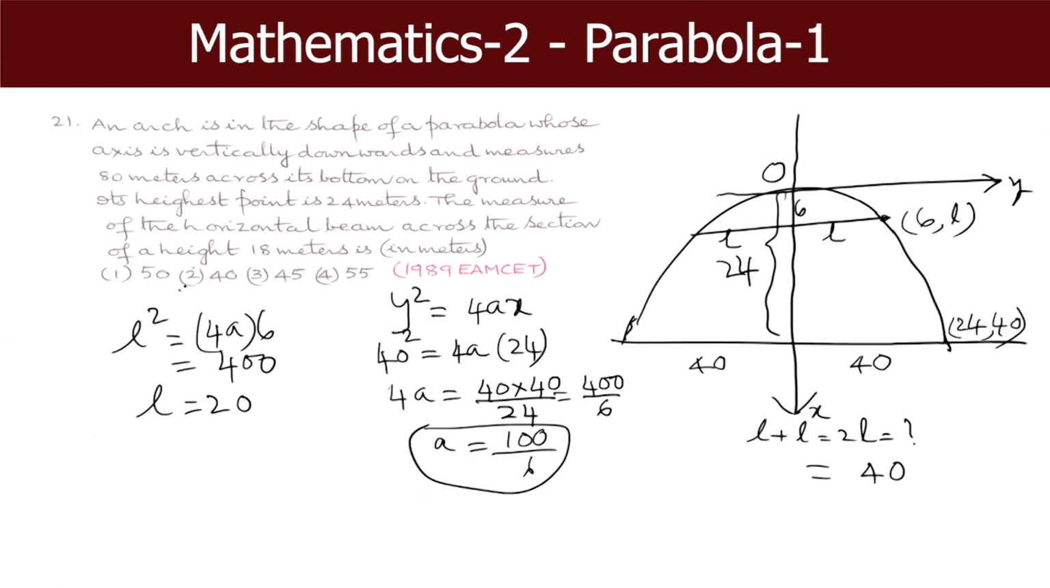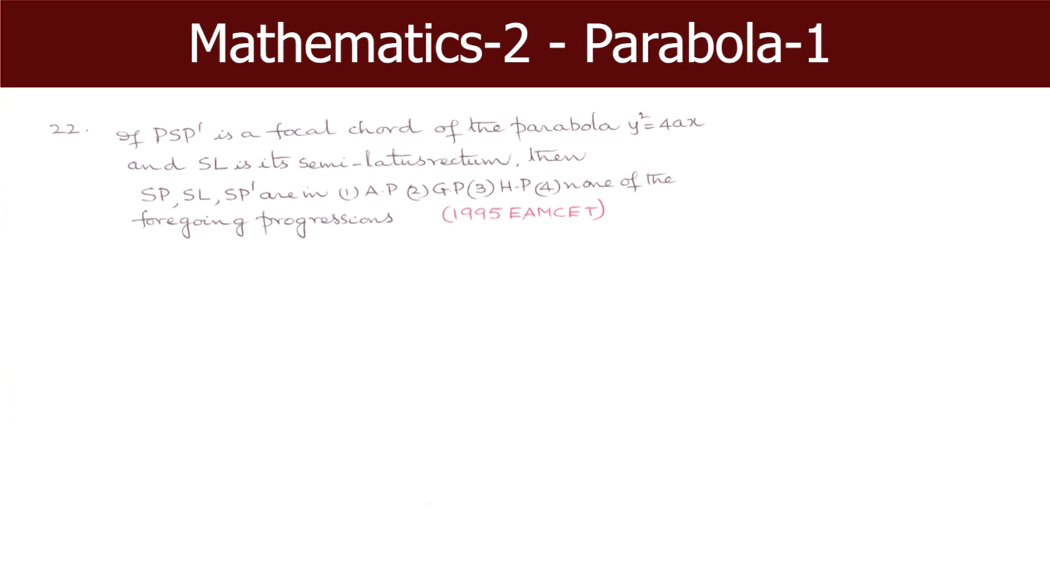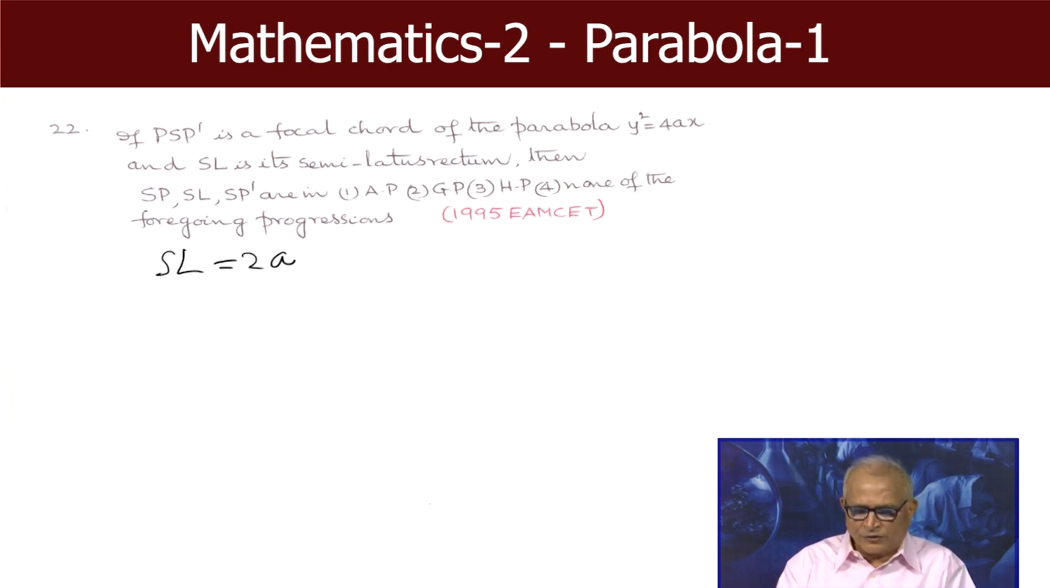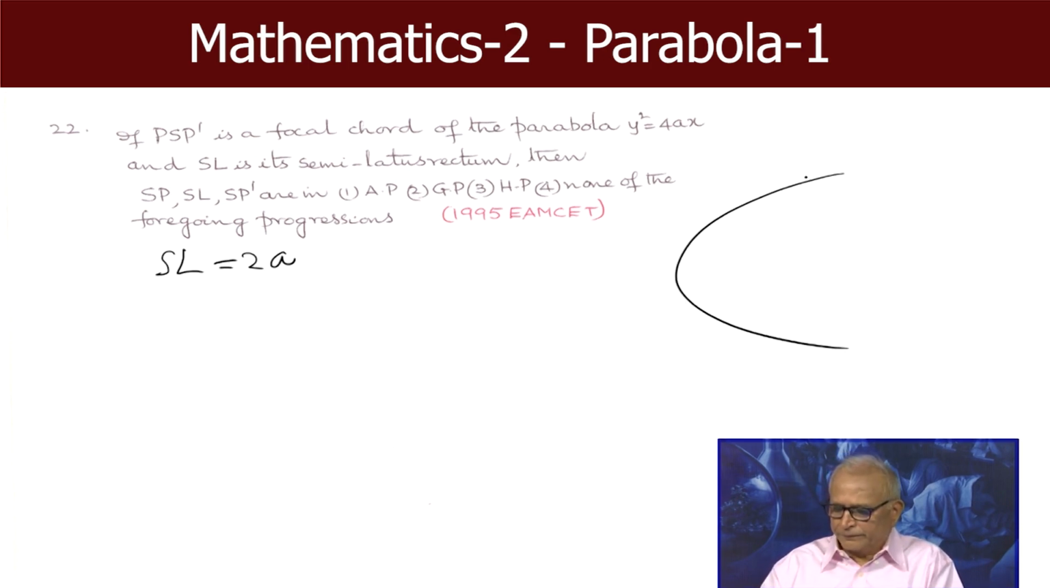సో దట్ ఈజ్ ది ఆన్సర్. ఇంట్రెస్టింగ్గా ఉంది కదా క్వశ్చన్ అది. నెక్స్ట్ 22nd. If PSP' is a focal chord of the parabola y² = 4ax and SL is its semi-latus rectum. నాభిలంబార్థం అంటారు తెలుగులో, అంటే లాటస్ రెక్టంలో సగం అంటే 2a అనమాట. SL = 2a. PSP' ఈజ్ ఎ ఫోకల్ కార్డ్.